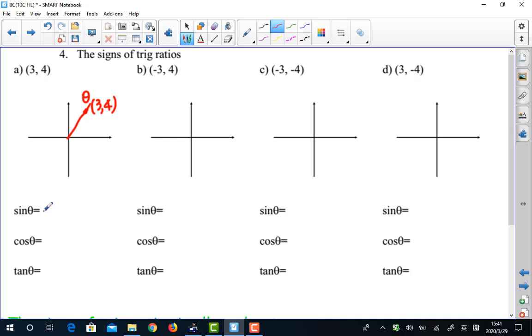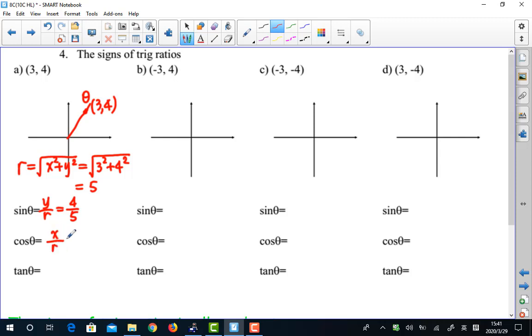So sine theta equals y over r. So right now I'm missing the r value. How can we find the r value? R equals the square root of x squared plus y squared. So the x coordinate is 3, plus 4 squared, square root of 25, this is 5. So when the terminal arm of theta passes through 3, 4, sine theta equals 4/5.